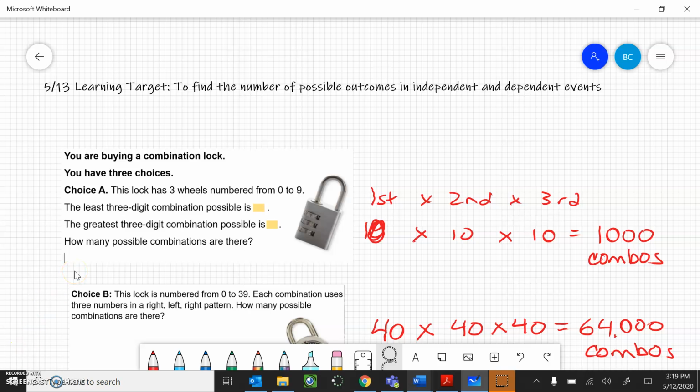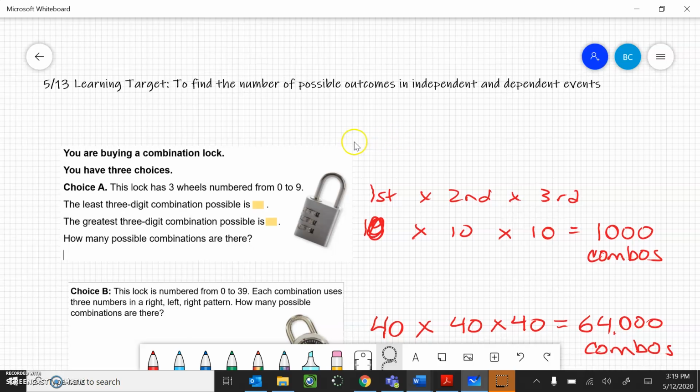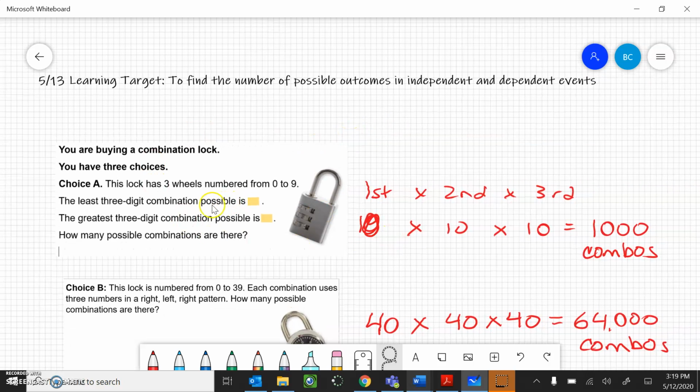Today is May 13th, and we are going to look at how to find the number of possible outcomes if we have independent events and dependent events. And to do that, I'm going to refer back to what we did on Tuesday, and these are actually notes from Tuesday where we were looking at combination locks.